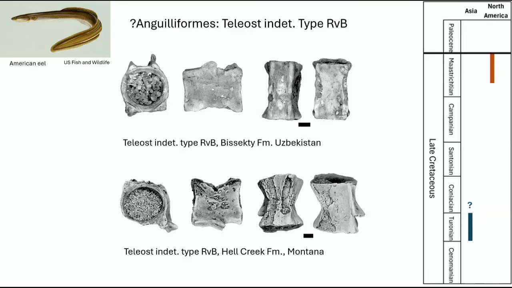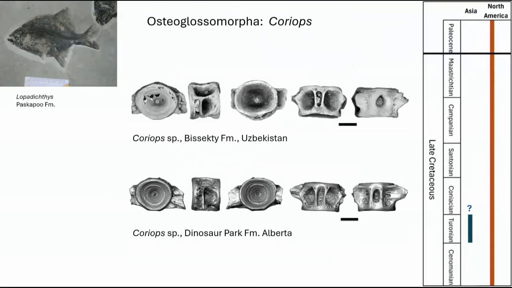But we need a lot more material to show that this is really the case, as well as a full review of the centra of living eels. It's present in both Asia and North America. It's in the Bissekty Formation, but in North America, it only occurs in the very end of the Cretaceous, in the late Maastrichtian.